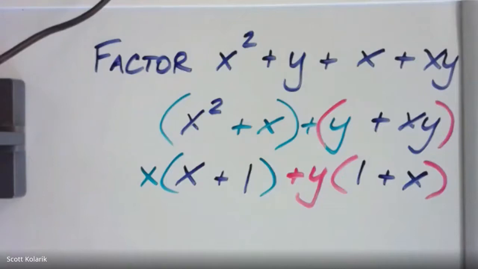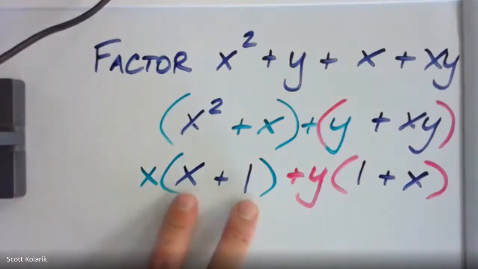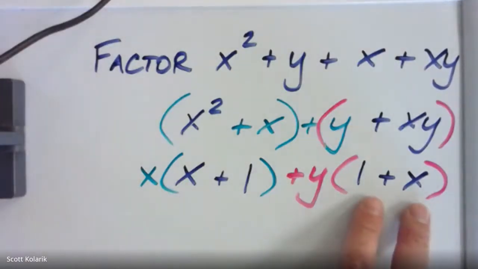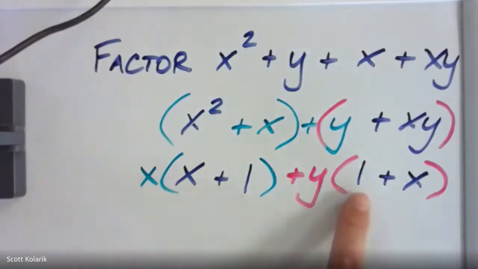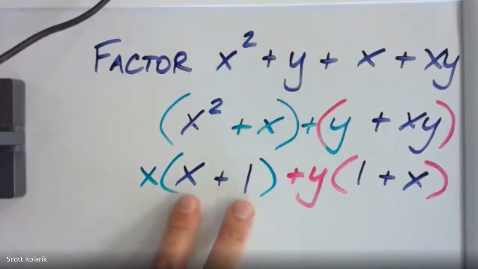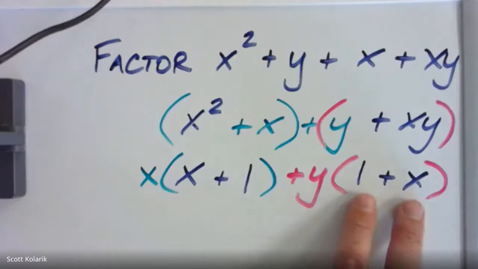Okay, so again, my goal here was to get these parentheses to match. But here's my problem. x plus 1, 1 plus x, you might think those don't match, but they actually do, because it doesn't matter which one I added first. As long as I have the correct sign in front of both of these, then it's the same. So for instance, 3 plus 5 is the same thing as 5 plus 3. x plus 1 is the same thing as 1 plus x.